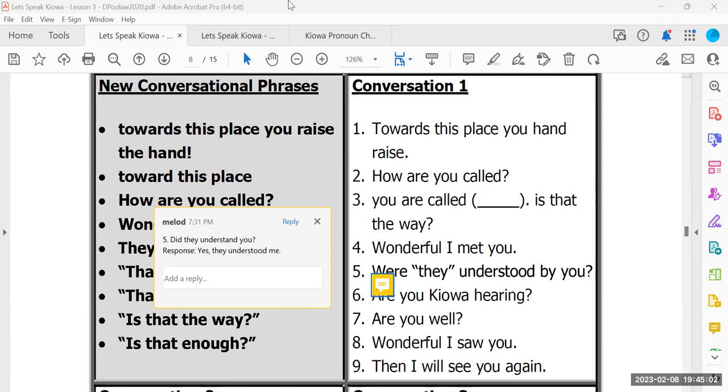So let's see. You asked me if I'm well, right? I said the hearing part. Oh yeah, that ear. The hearing part. I'm goit all ya. Do I hear Kiowa? Do not ask to speak.